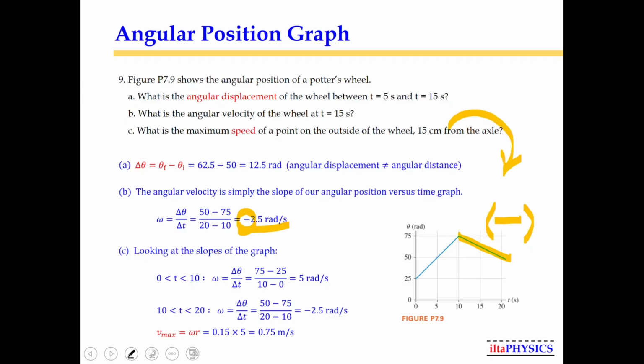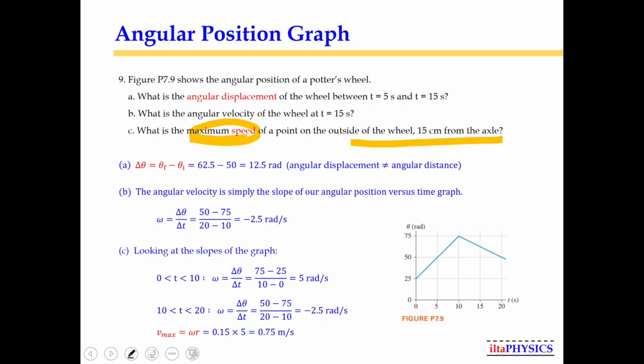The last question asks for the maximum speed at a point 15 centimeters away from the axis of rotation. The problem doesn't explicitly state whether it wants angular speed or tangential speed, but we can infer it's tangential speed because it provides a specific distance of 15 centimeters. Angular speed is the same for every part of a rotating object, regardless of the distance from the center.